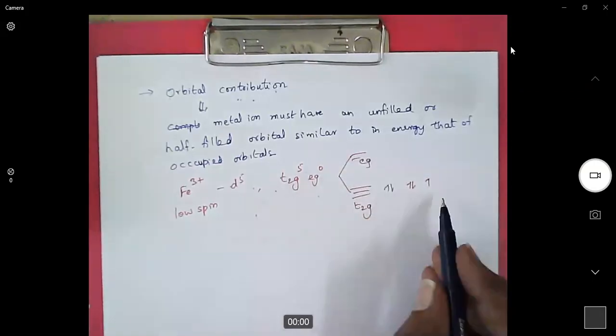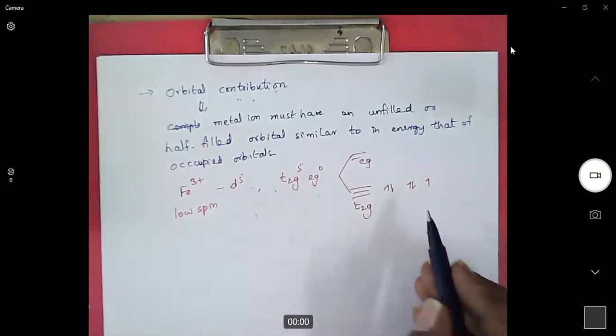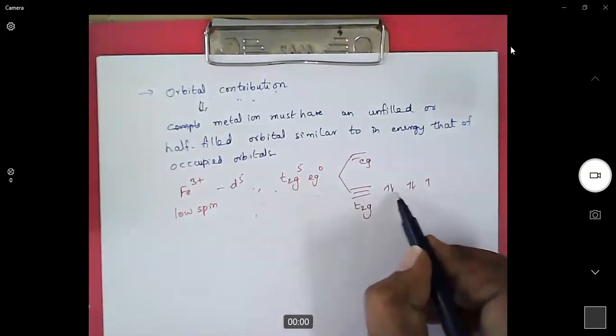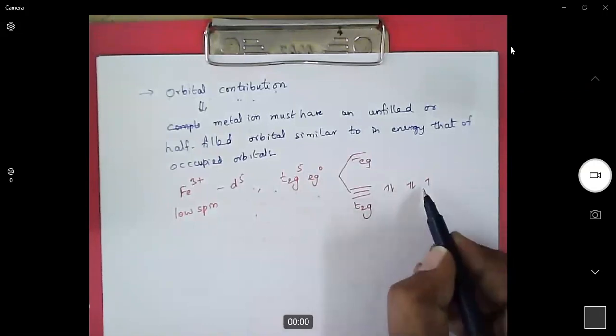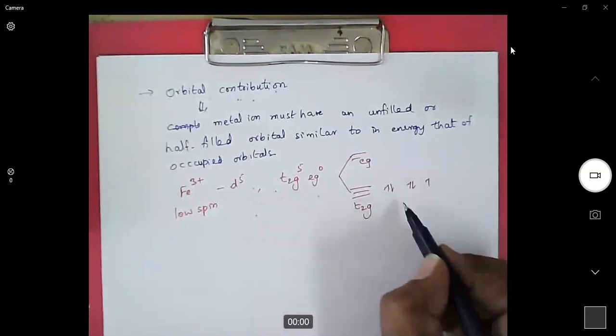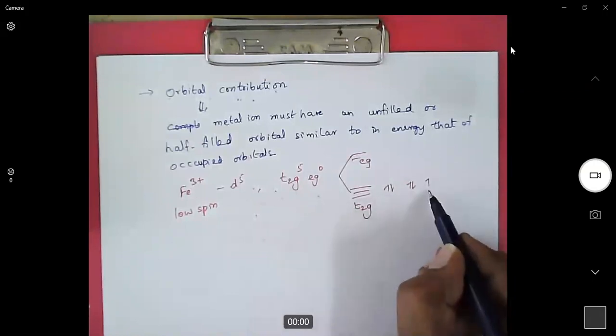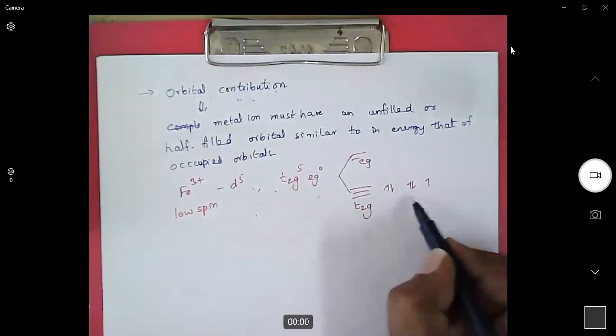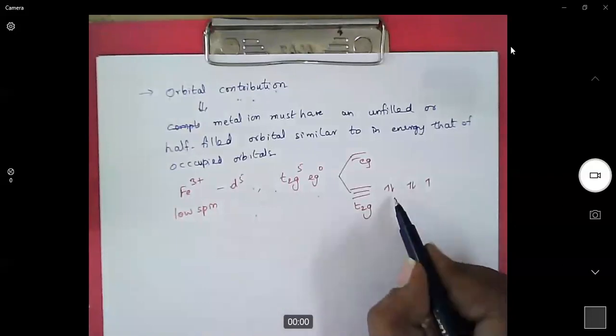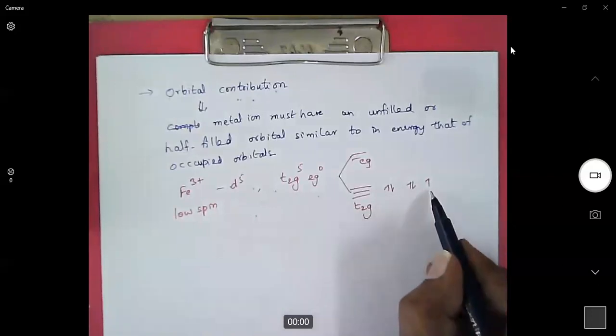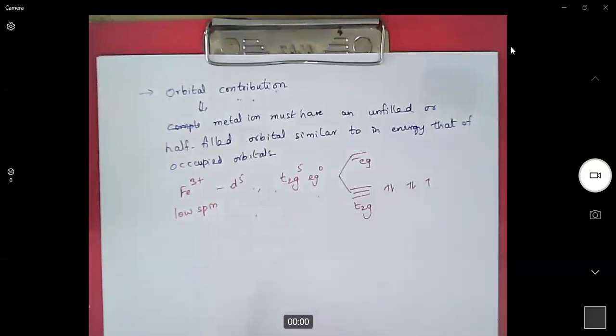Now look at the electronic distributions. These two orbitals are completely filled, whereas this orbital is half filled. That means it is not a symmetrical configuration. This is an unsymmetrical configuration. All the 3 t2g orbitals have the same energy, but the electronic arrangement is not uniform in all these 3 degenerate orbitals.